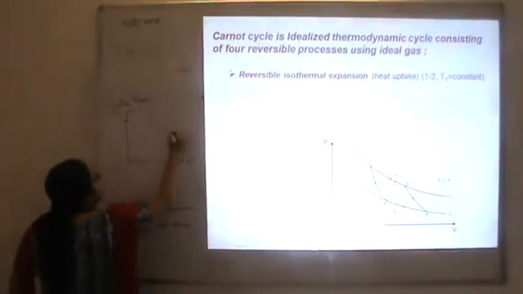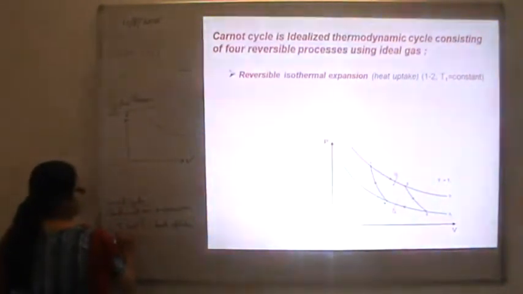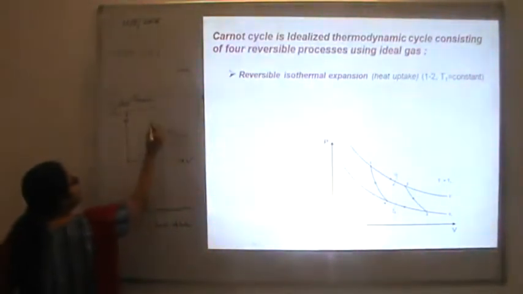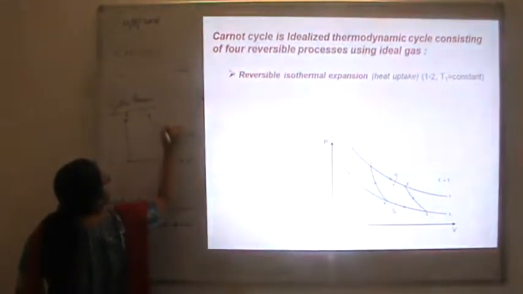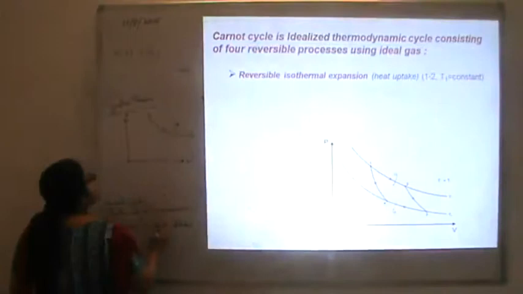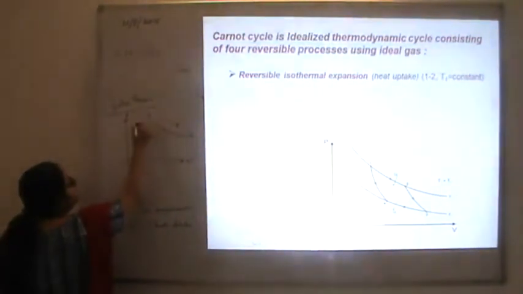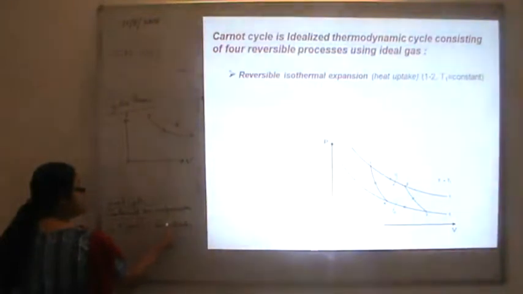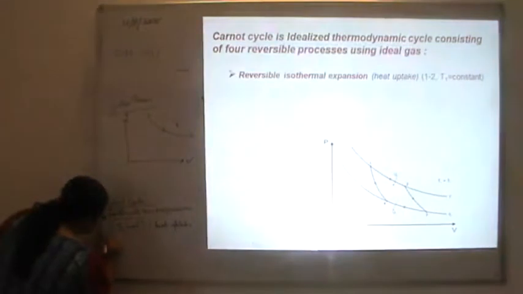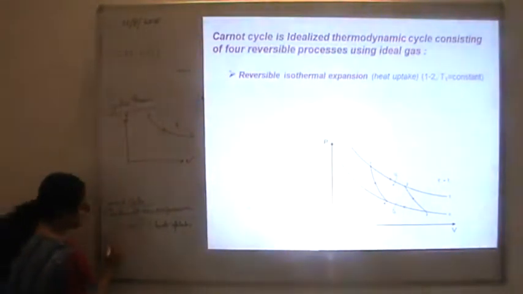So we can draw the PV diagram of the isothermal reversible expansion. Point 1 to 2, the temperature is fixed at T1 and the curve is like that. The heat uptake is there and temperature is constant at T1, as this is an isothermal process. Now the next step is adiabatic reversible expansion.